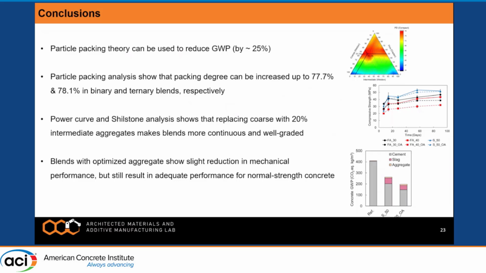So in conclusion, the particle packing theory can be used to reduce the global warming potential up to 25% with some loss of mechanical properties. The best case of particle packing doesn't have to be the choice for your mixed design. You also have to look at the gradation and workability of these blends.